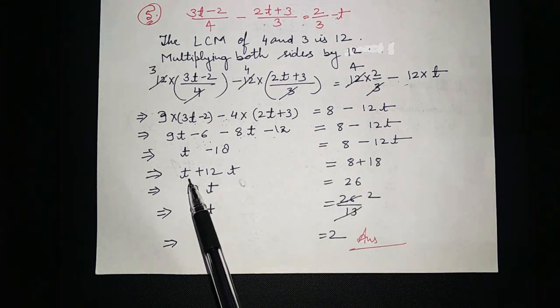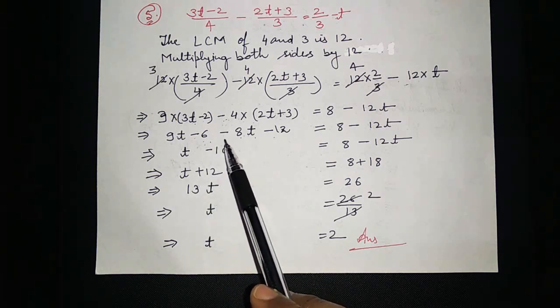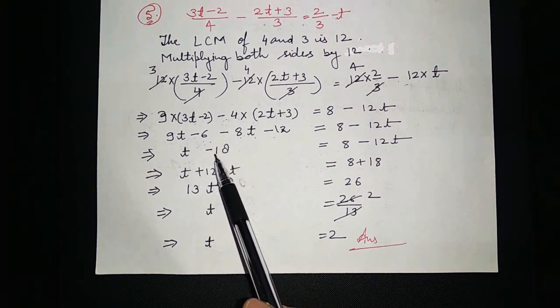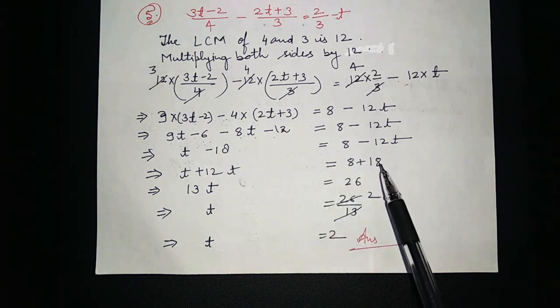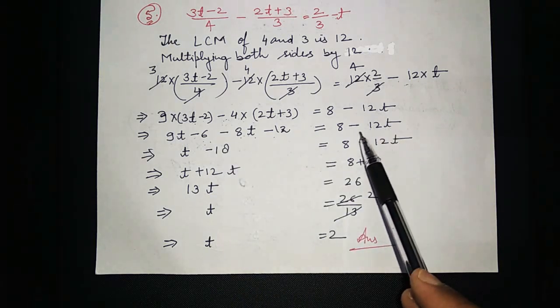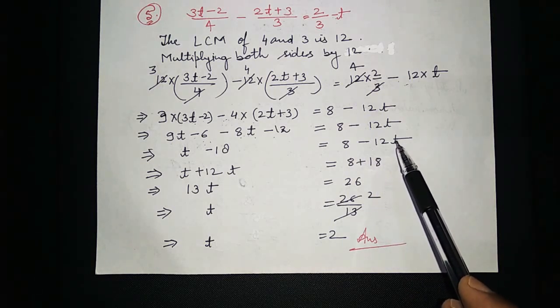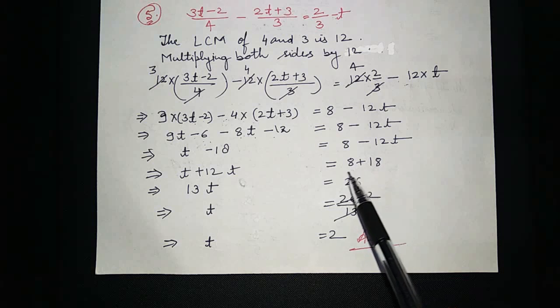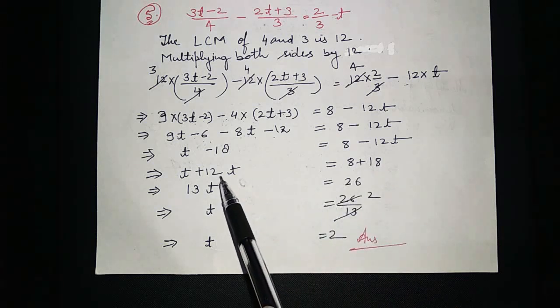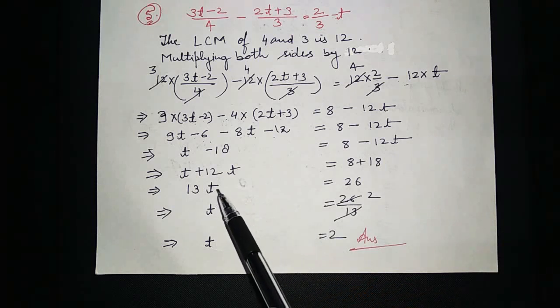And in the next step what we have to do, minus 18 we will transpose from left hand side to right hand side, it will be plus 18, and from right hand side minus 12t we will transpose from right hand side to left hand side, and this minus 12t becomes positive on left hand side.